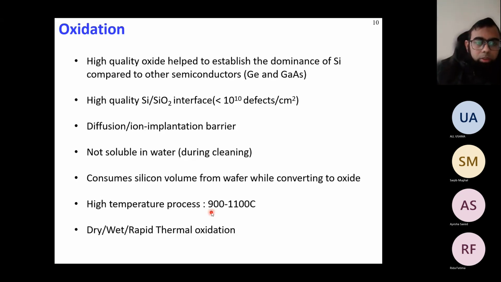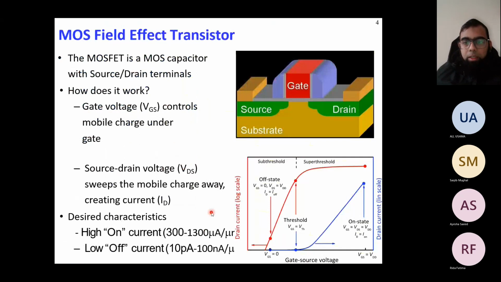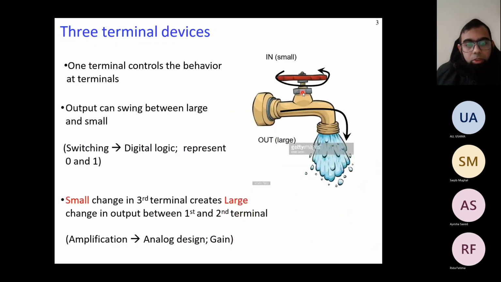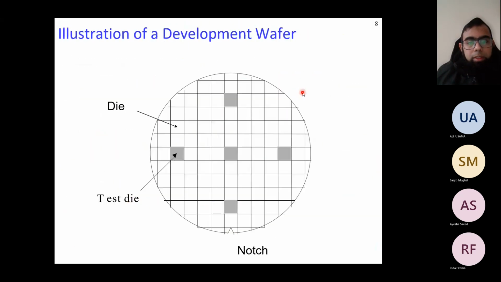So basically, oxidation is a very crucial process, because it forms the gate oxide, as you have seen in this part. So this is the gate oxide, right? It's very crucial, because the gate is isolated from the channel, and it just controls the current through the gate voltage, or the electric field. So it's very crucial that we have very good quality of oxide over the silicon wafer.